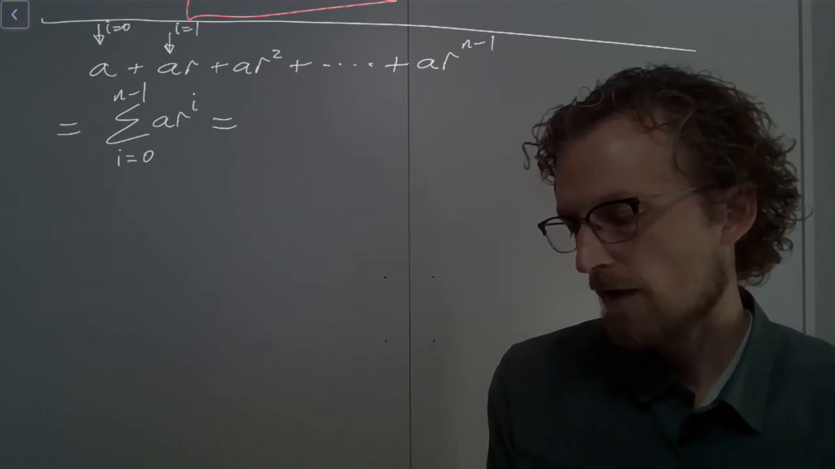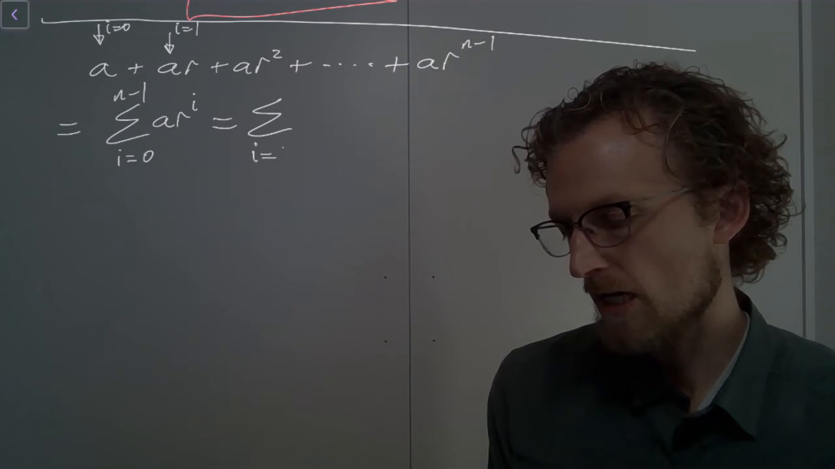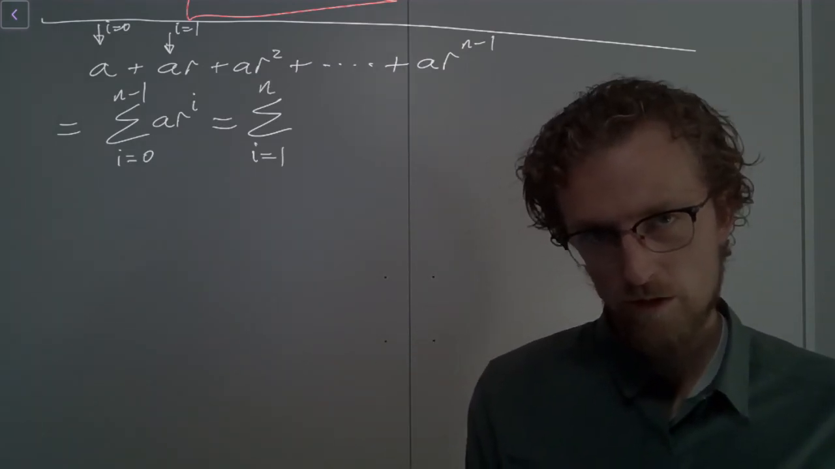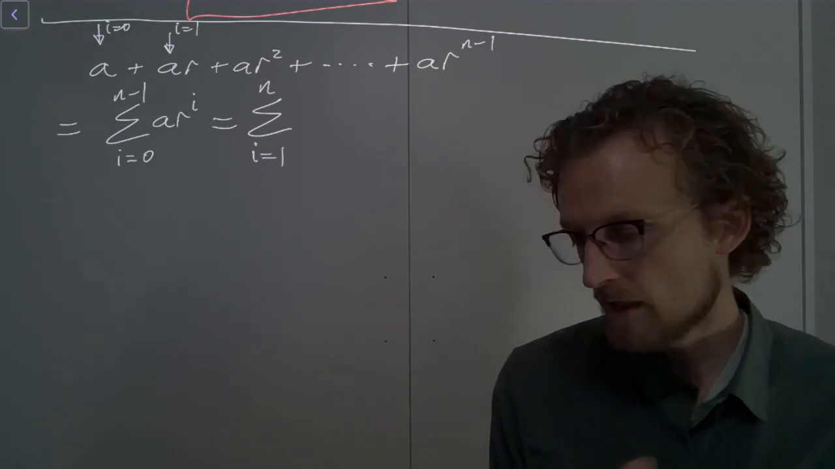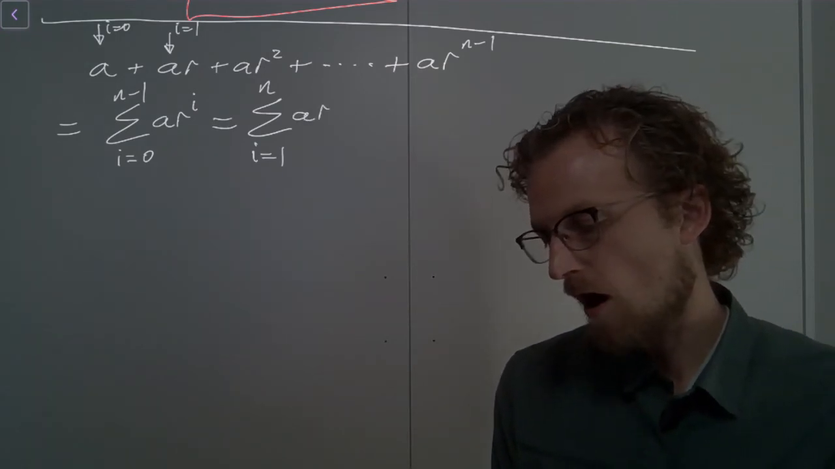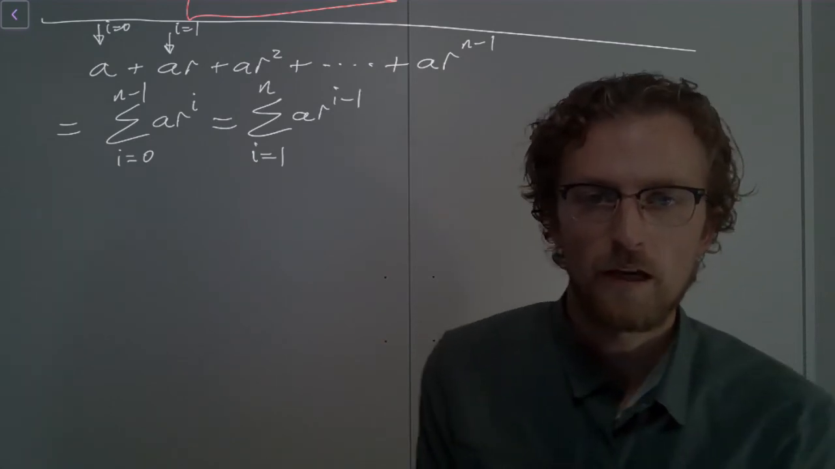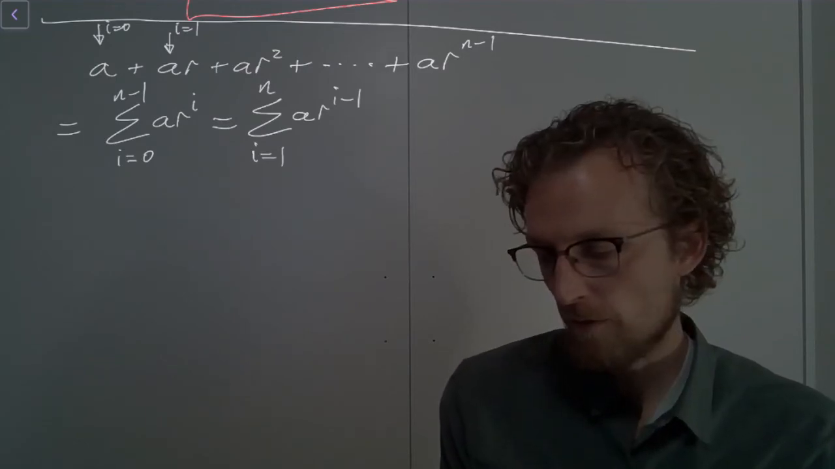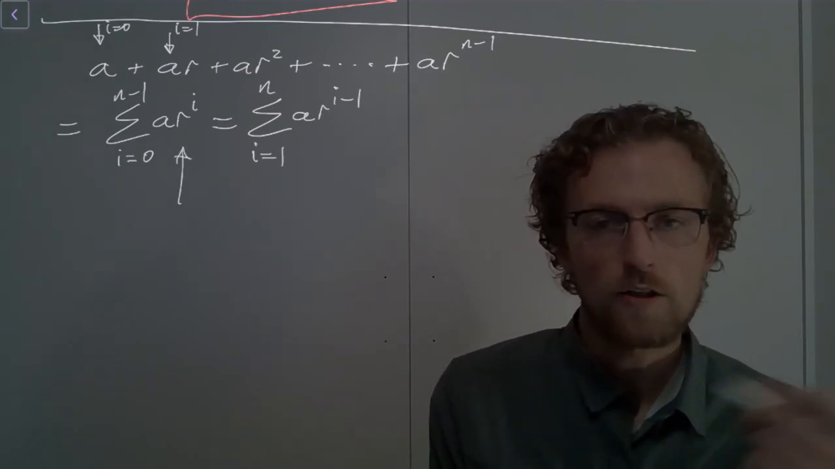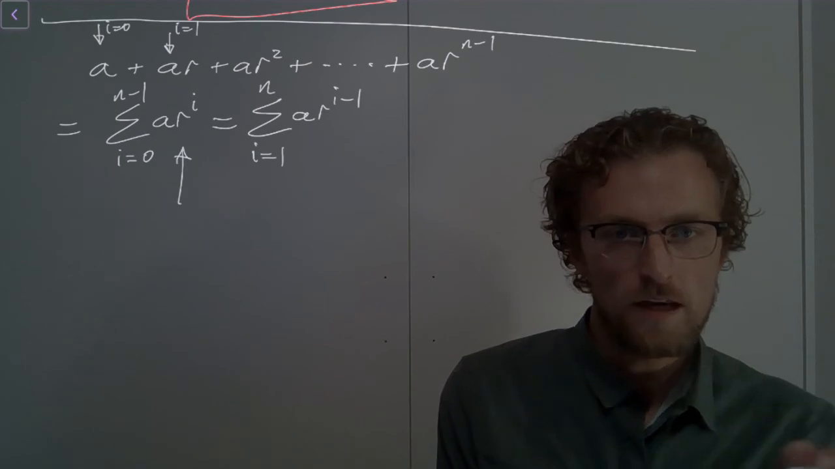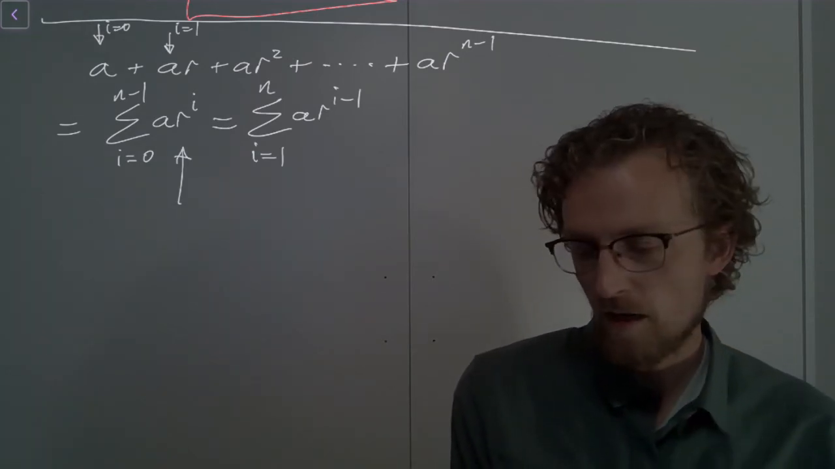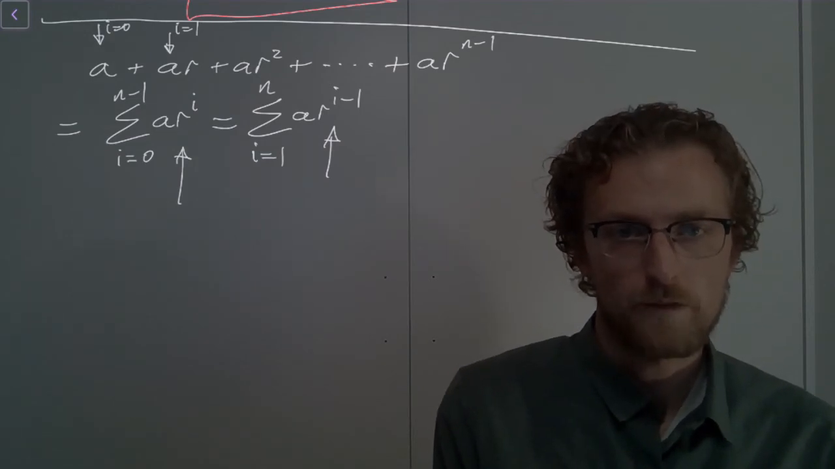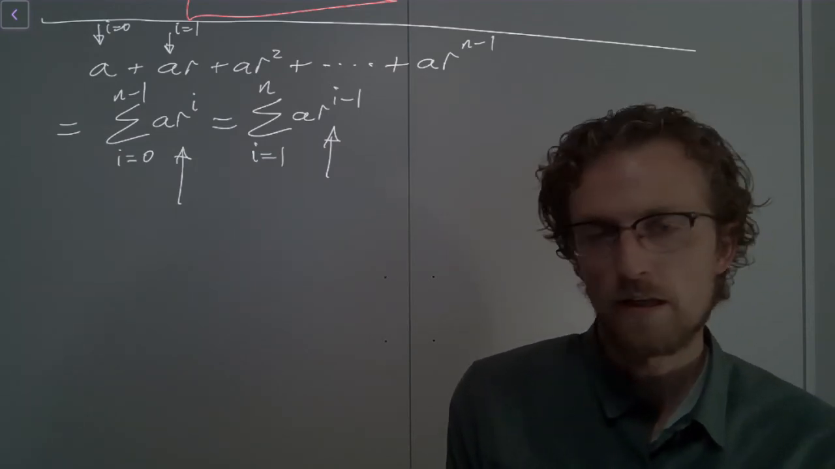I can say this is equal to the sum from i equals 1 to n of a r to the i minus 1. So I have exactly the same number of terms, and I've just shifted my indices a little bit. Why is it the same? I can just match terms and see that it's the same. Here in the first one, I have r to the power of 0 as my first term, and then the power just indexes up. Here, again, I have r to the power of 0 as my first term, and the power just indexes up.